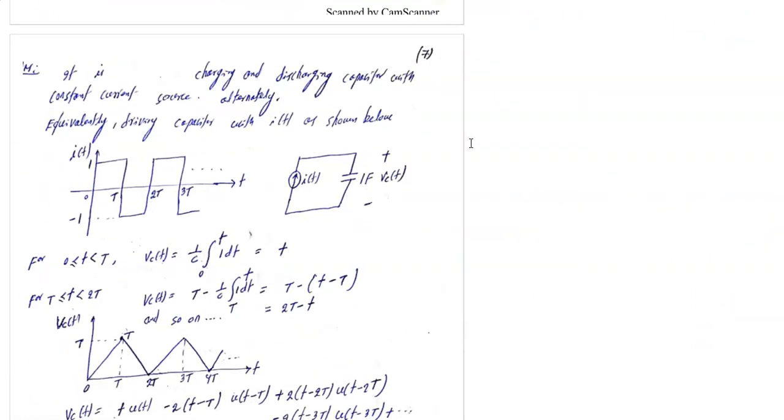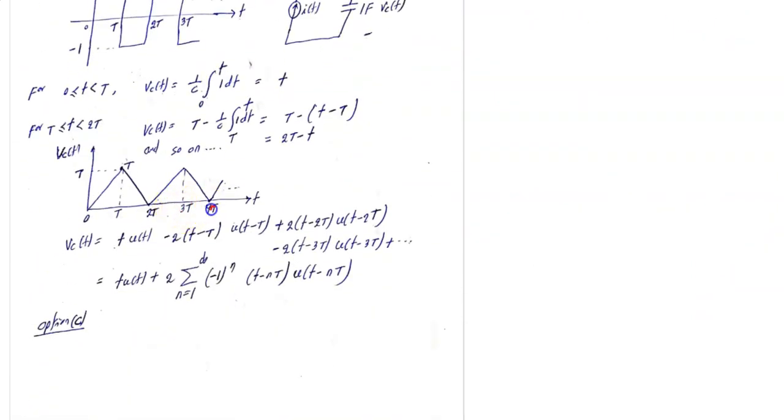So let us move. For t from 0 to T, 1 upon C integration of 0 to t, that is the slope 1, but at T the value becomes T, and then it goes down like this. So for this range, v_c(t), the initial voltage was T, then 1 upon C integration from T to t. So this will be 2T minus t. For t equal to T, this is T. For t equal to 2T, it is 0.